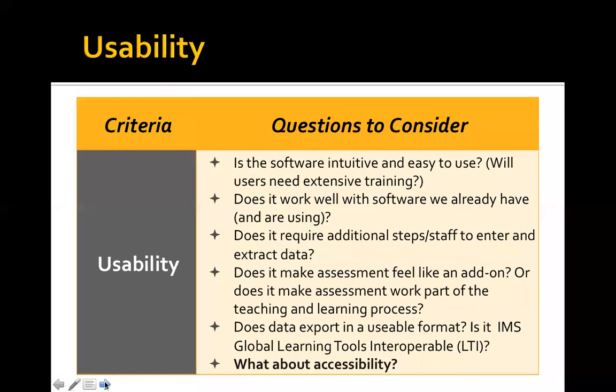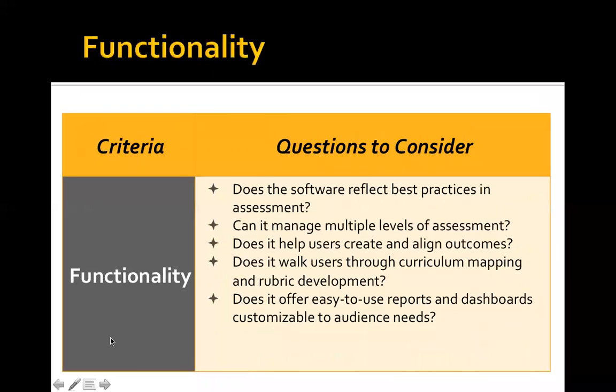So we looked at usability, and here on the screen you'll see usability and some of the questions that we're thinking about. How well does it work with what we already have? How easy is it for people to use? Does it create additional steps? Does it streamline? Does it make assessment feel like an add-on? And then of course we want to be thinking about the connections, the LTI piece, which we heard a number of people in the webinar really talk about because it's so difficult to create those connections. And then of course we want to think about accessibility for people with different needs.